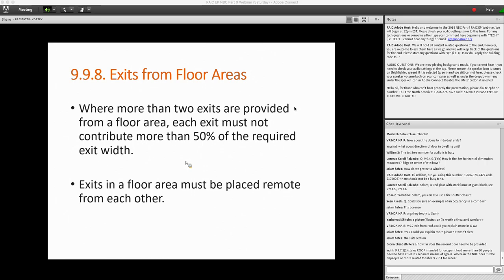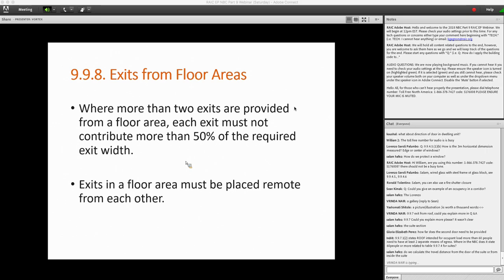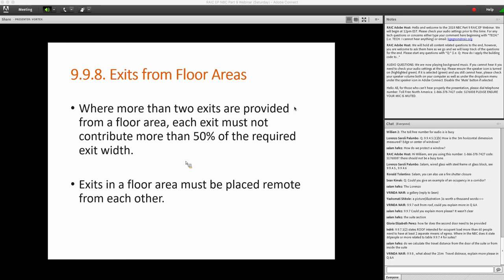Now, when you have 2 exits provided from a floor area, each exit must contribute not more than 50% of the required exit width. And then exits in a floor area must also be located remote from each other. And the principle behind this is that you don't want a situation whereby, for instance, if for some reason one of the exits is compromised, you still need to have access to at least one other exit in the floor area.